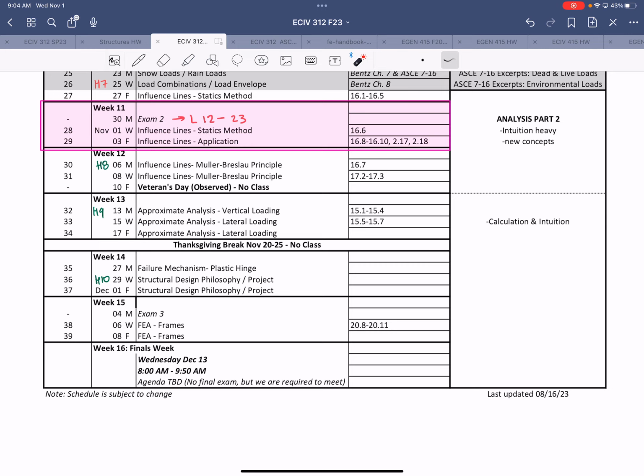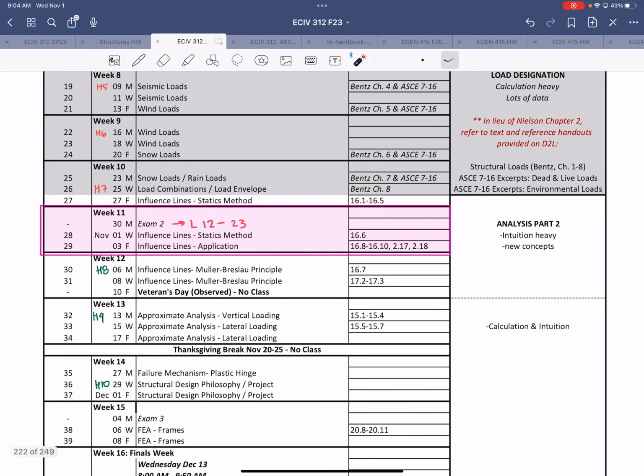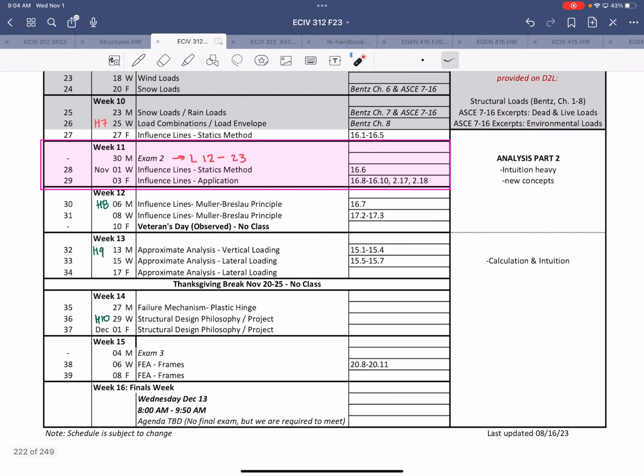And then the last week of the semester, finals week, since we don't have a final exam in this class, we're still required to meet during our assigned time. That time is 8 a.m. to 9 a.m. or 9:50 a.m. on Wednesday, December 13th. We will not have a final exam, but there will be a few things that I will present that I'll have prepared, and an extra credit opportunity is built into that. So please plan on showing up. And then, yeah, we're really coming down to the end of it, almost at the final stretch.